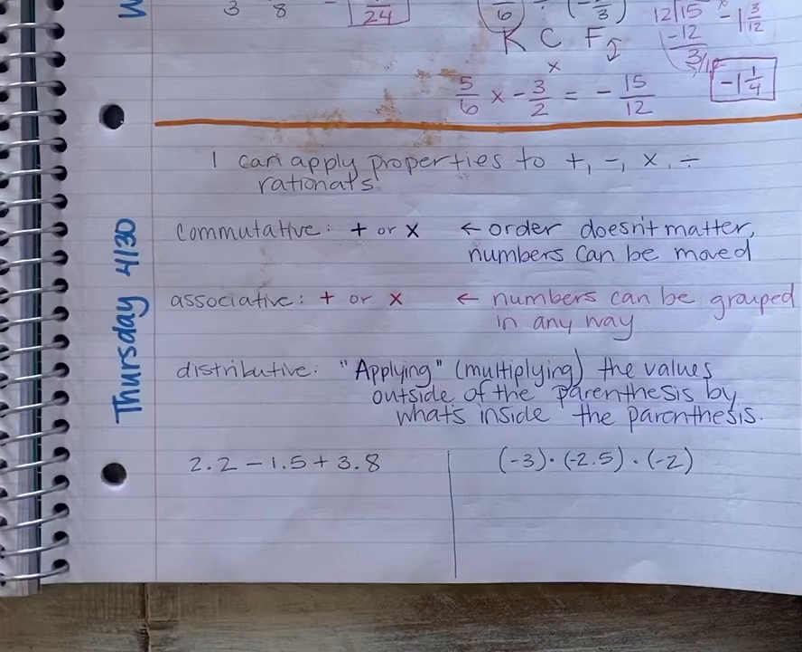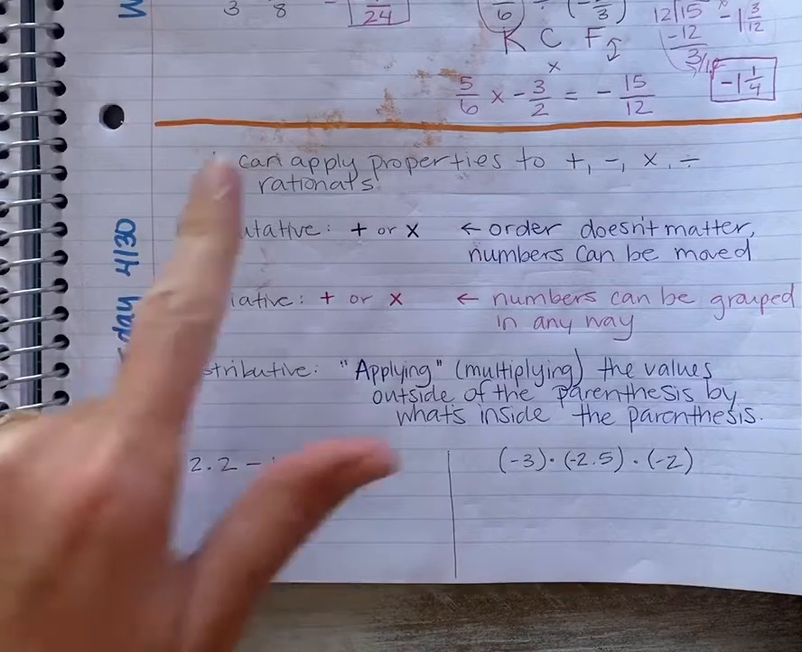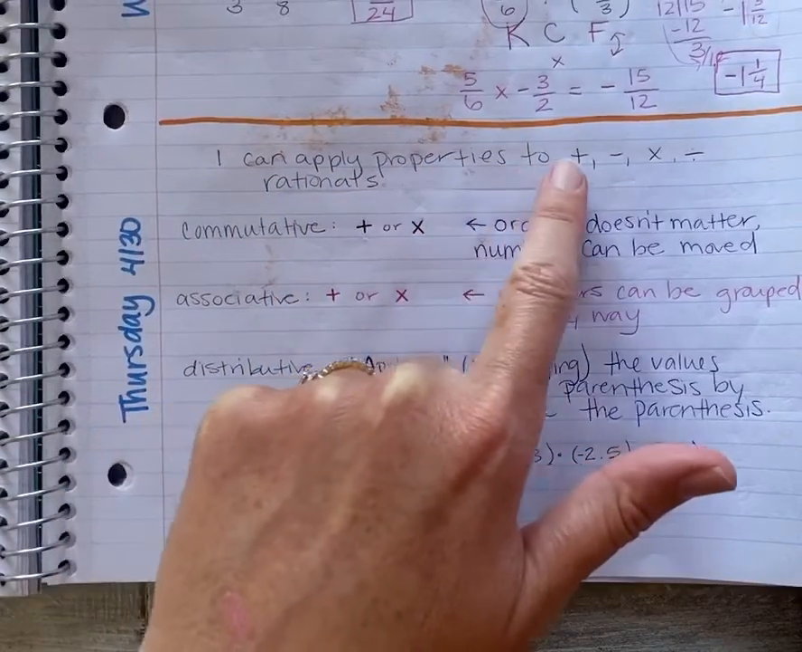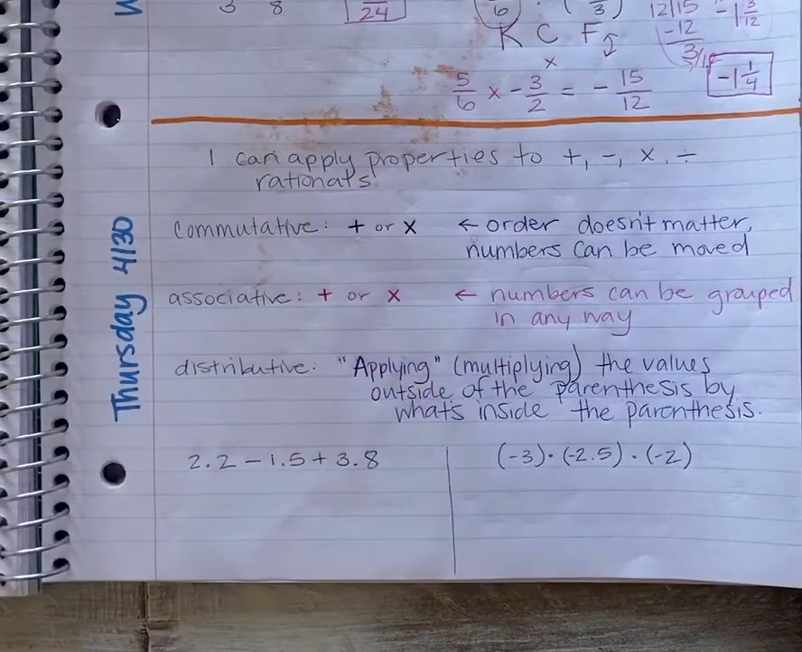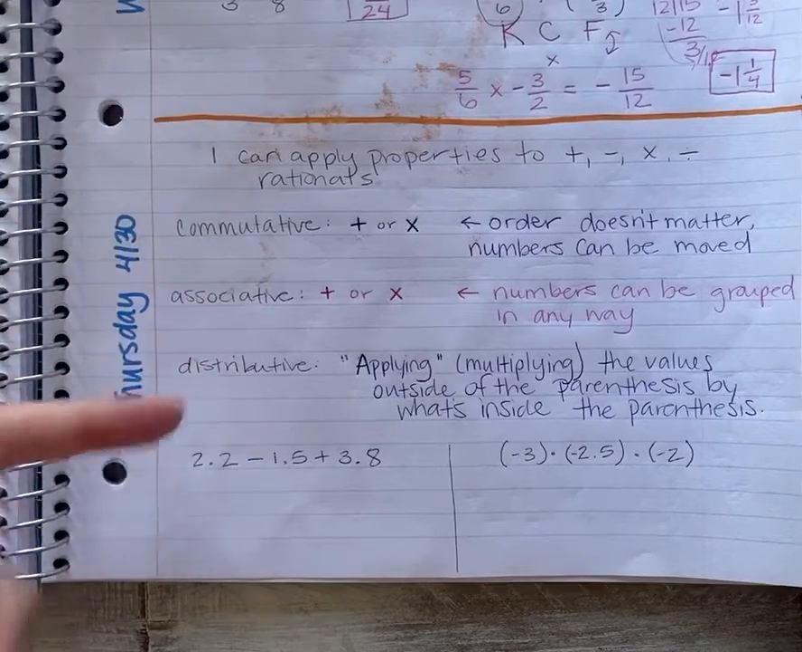For Thursday's lesson, our objective is to apply properties to addition, subtraction, multiplication, and division of rational numbers. These three questions are going to ask you to use these different properties.